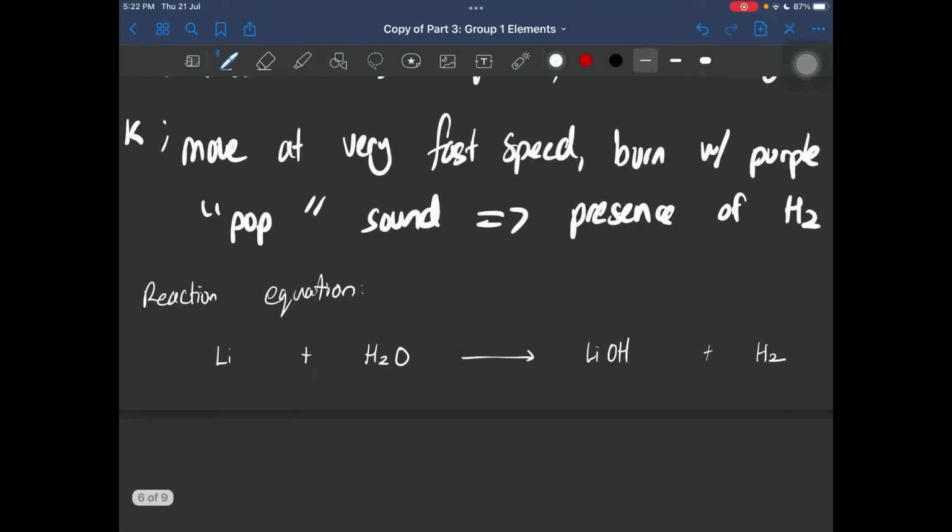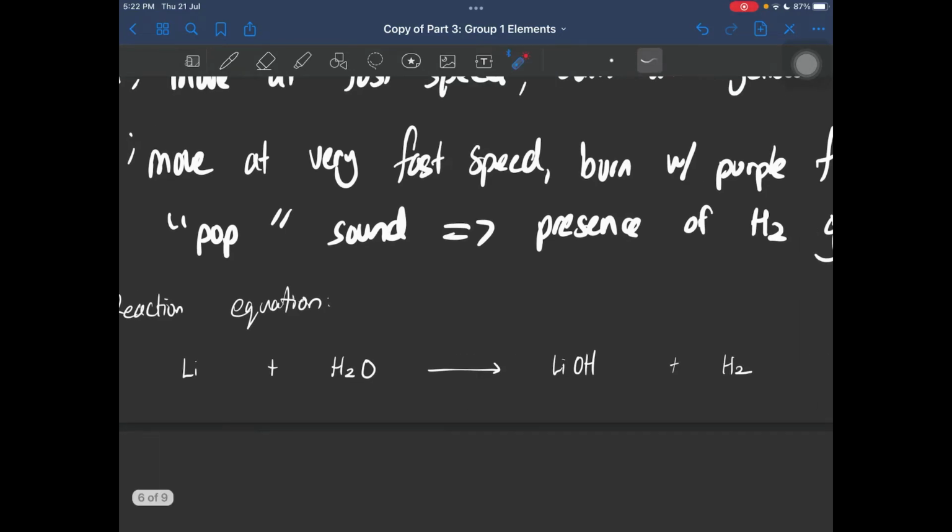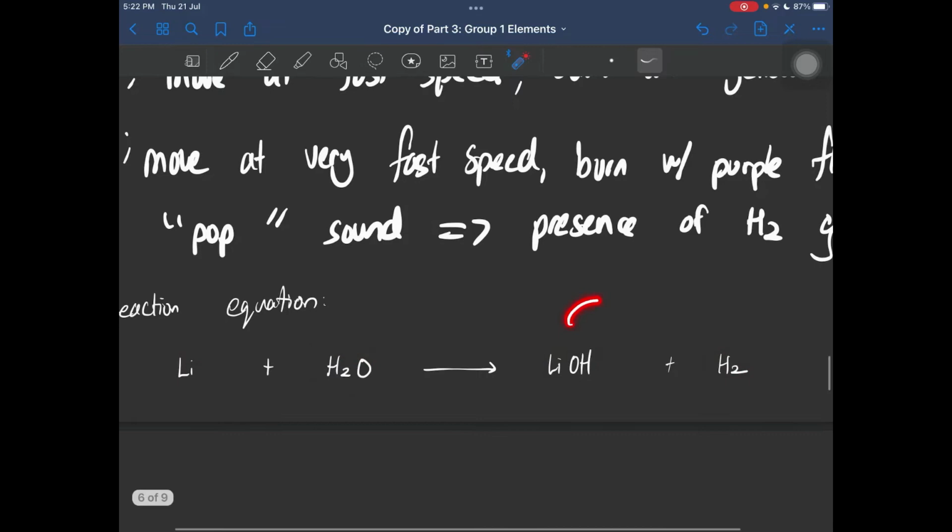Okay, so now we have the reaction equation, but is it balanced? No. So we're going to balance the equation. Over here, we're going to look for the odd number first. So here we have 1 lithium, 1 oxygen, 1 hydrogen. But over here we have 2 hydrogen, 1 oxygen. Here we have 1 lithium, here we have 2 hydrogen. So in total, over here we have 3 hydrogen, but here we only have 2 hydrogen. So the odd number will be on the products, not the reactant.